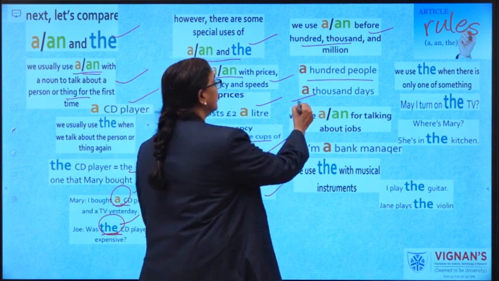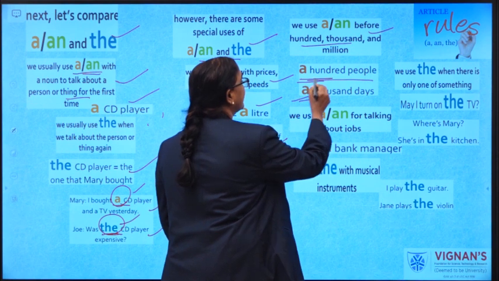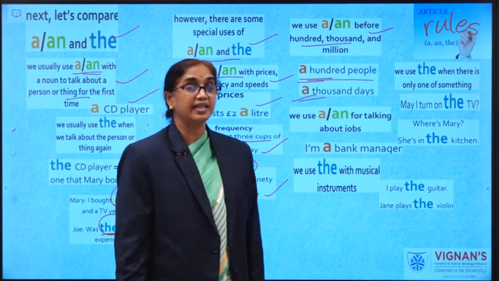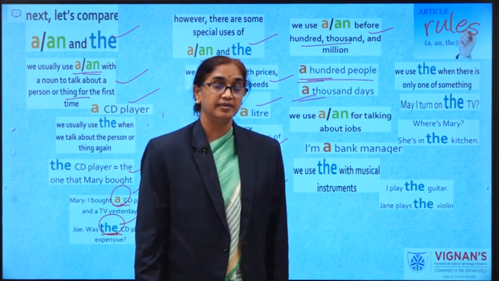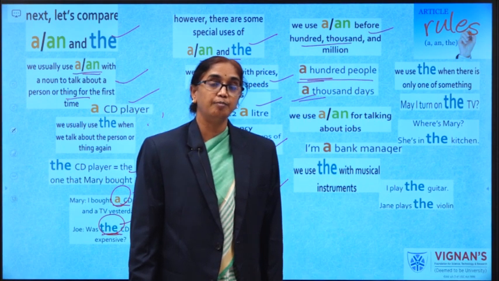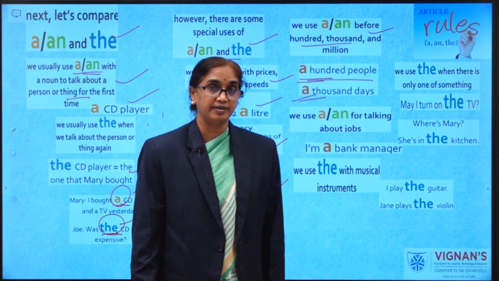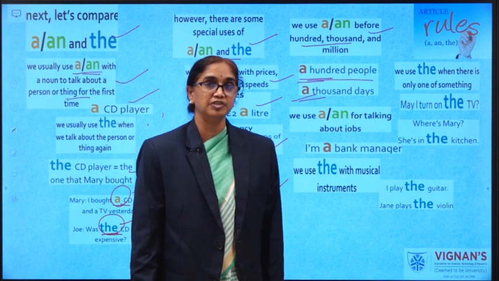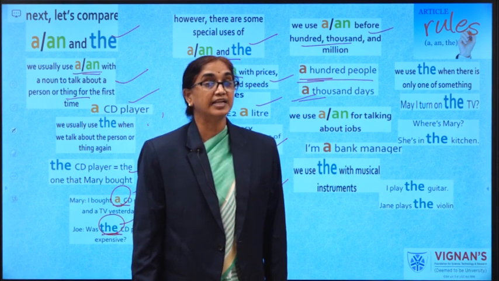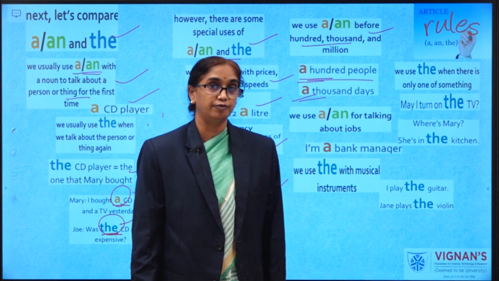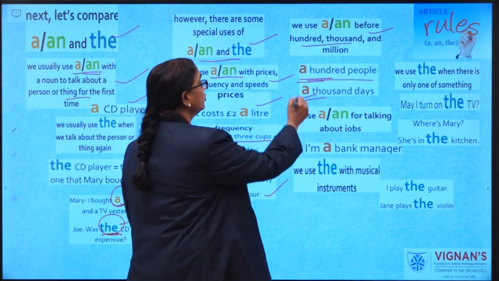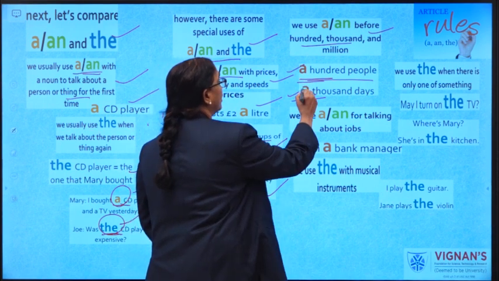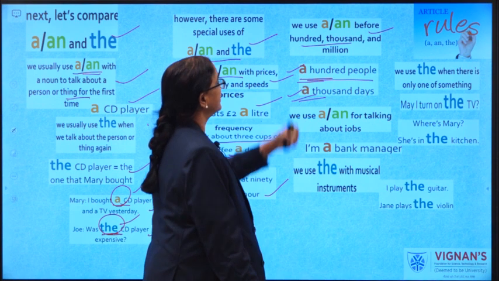So here we are not giving an exact number. If I say 200, then I cannot use a before it. I borrowed 200 rupees from my friend. I borrowed a 1000 rupees from my friend. About a 1000 people attended the conference. So this is how we use article a when we are talking about numbers.